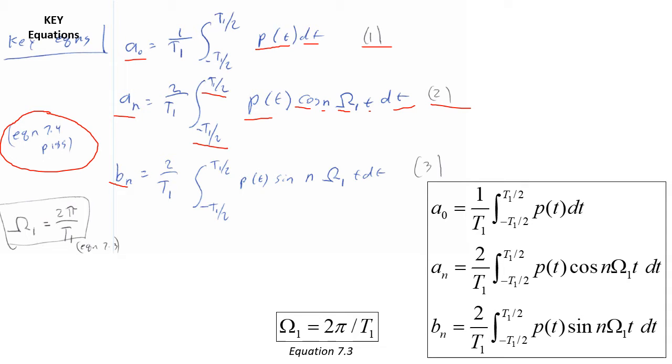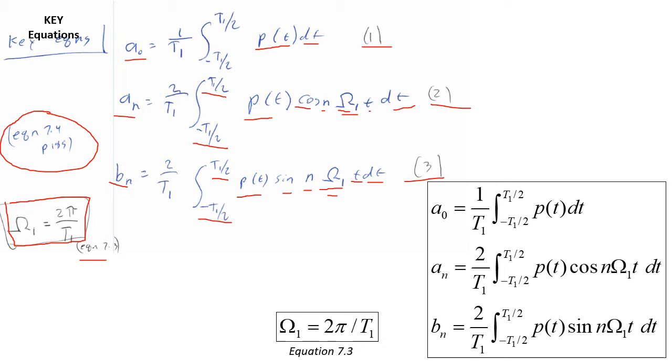And our b sub n equation here is 2 over t1 times the integral from negative t1 over 2 to t1 over 2 of p of t times the sine of n omega 1 t dt, and this will be our equation 3 here. Now we can recall for our omega 1 that we're seeing in both of these equations for a sub n and b sub n, this comes from this expression here that omega 1 is equal to 2 pi over t1, which comes from equation 7.3 in our book.